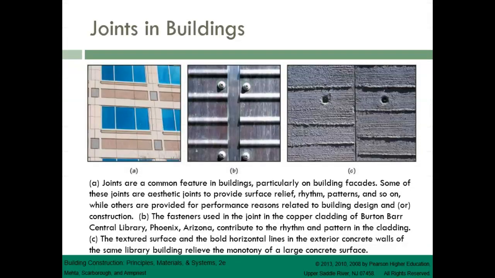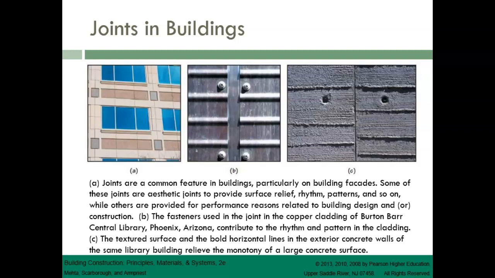Here are three examples of static joints. In example A, joints are a common feature in buildings, particularly on facades. Some of these joints are aesthetic joints to provide surface relief, rhythm, patterns, and so on, while others are provided for performance reasons related to the building design and/or for construction.